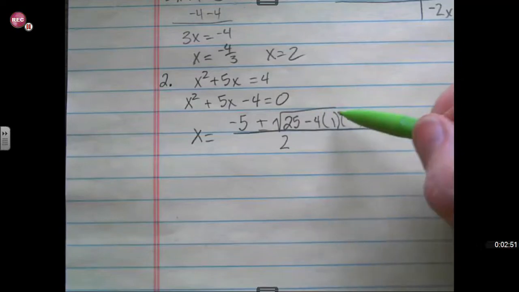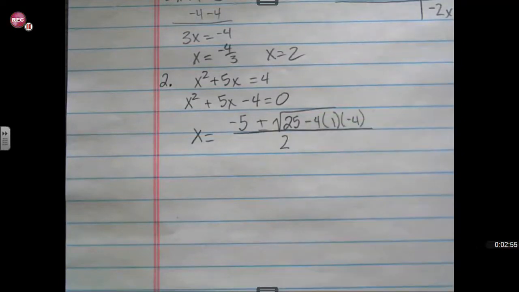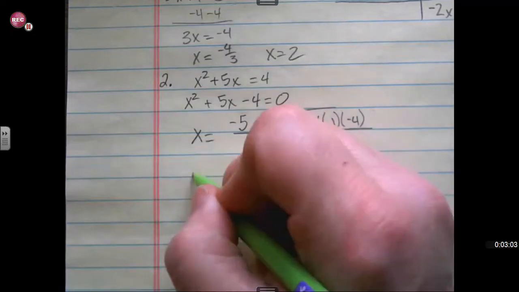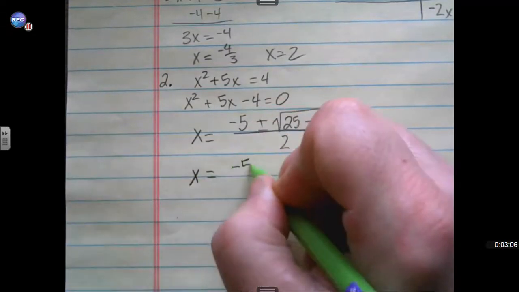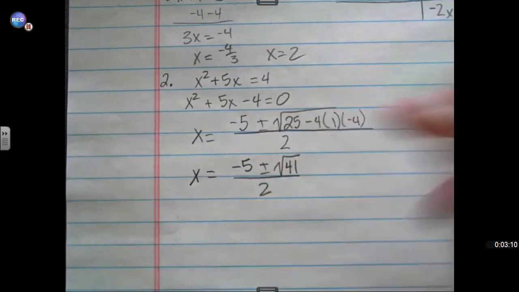And in the parentheses here, I'm going to get 25 plus 16, which is 41. So x equals negative 5 plus or minus the square root of 41 all over 2. And that's all I can do with that.